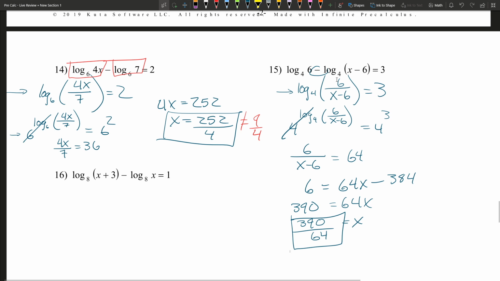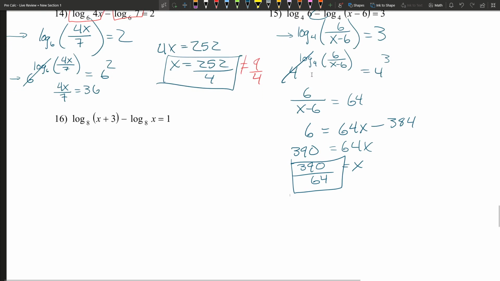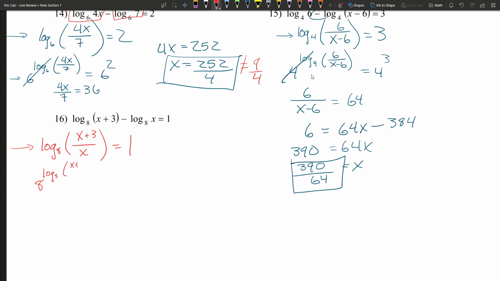And then last is number 16. All right, and again, the first step is just to condense those two logarithms. So we get log base 8 of x plus 3 divided by x is equal to 1. In order to cancel out that log base 8, you want to take this entire line as the exponent of 8. When we do that, we get 8 to the power of log 8 of all of this is equal to 8 to the first power.